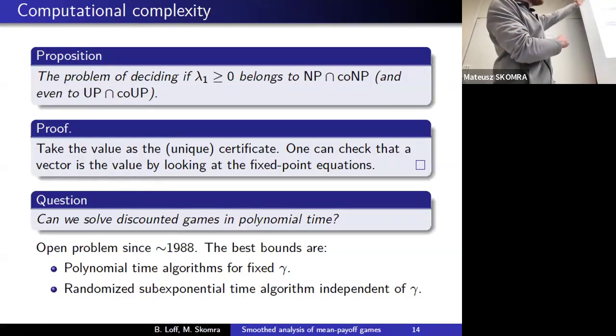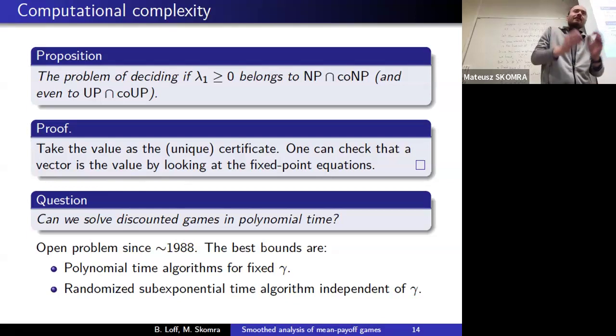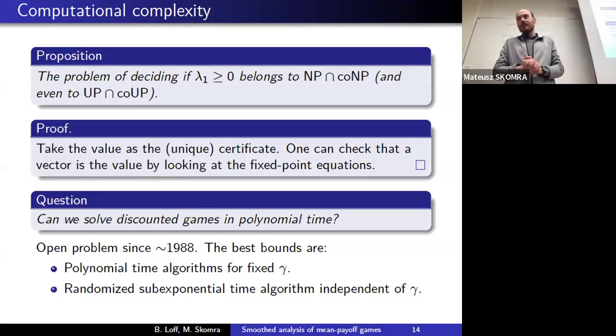Well, the first problem, let us look at the decision problem. In the decision problem, we just want to decide if the value on one coordinate is positive or not. And so let us observe that this is in NP and in co-NP. And even better, it's in UP and co-UP.